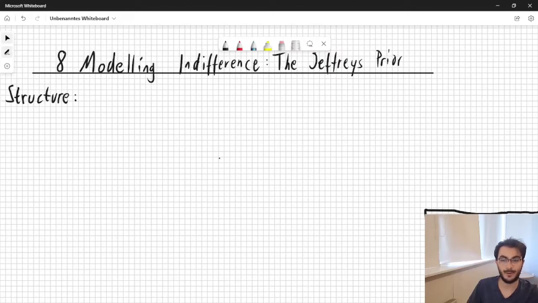First, I'm going to talk about the actual problem. What is modeling? What do I mean by modeling indifferences? Why is it important? Basically, this is going to come down to how do we deal with a problem where we have no prior information.